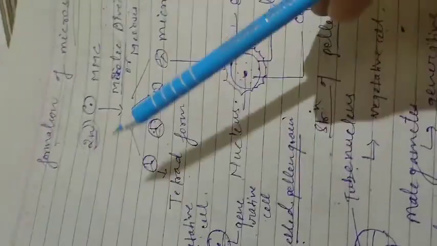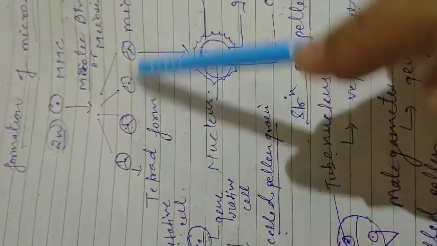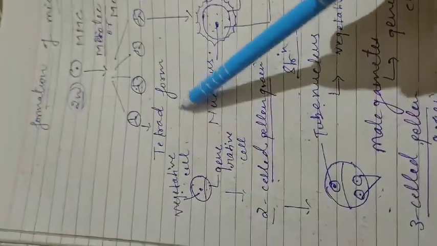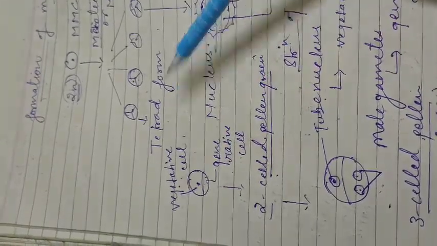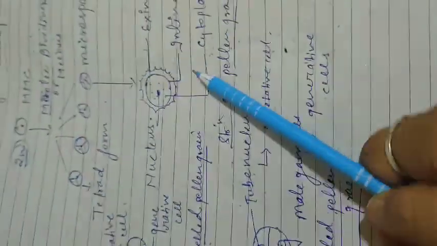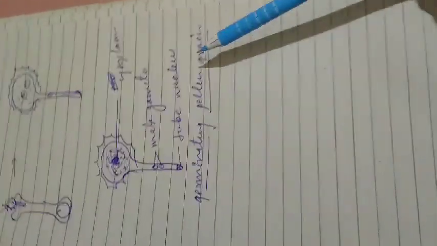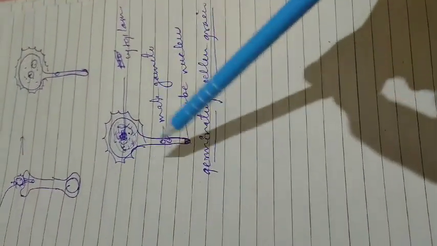A single microspore mother cell goes for meiotic division and forms four tetrad cells. One tetrad cell converts into a two-celled pollen grain, after that a three-celled pollen grain, and this is what the pollen grain looks like: outer exine, intine wall having a nucleus. And after that, the germinating pollen grain, the structure of the germinating pollen grain.